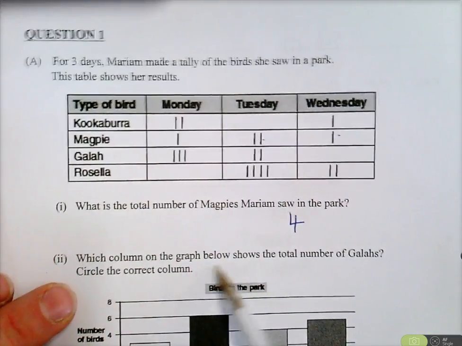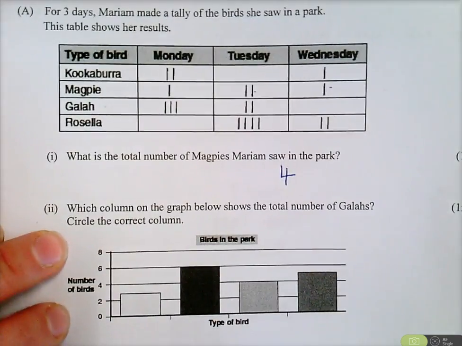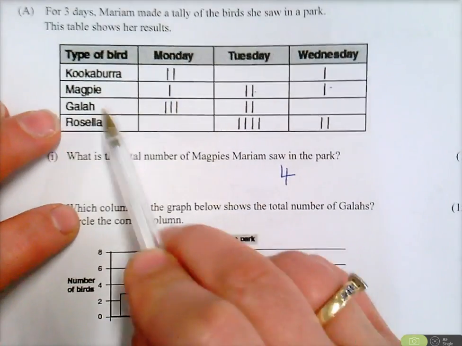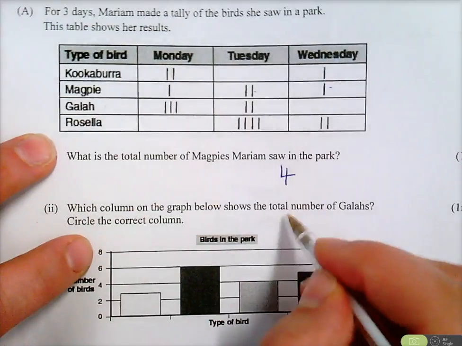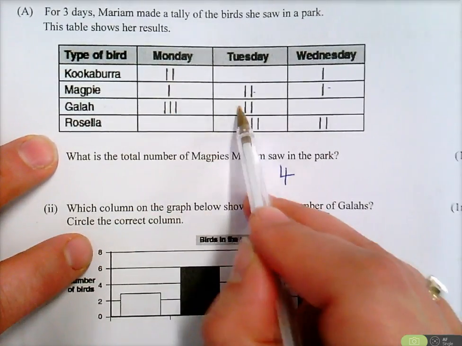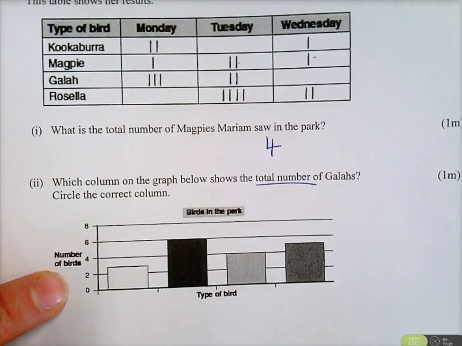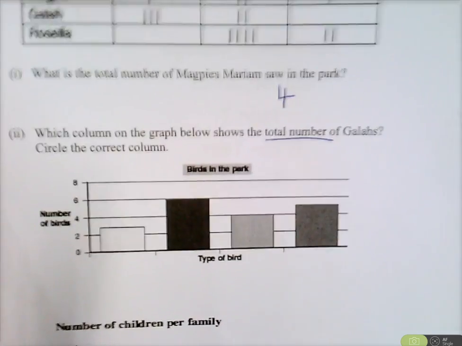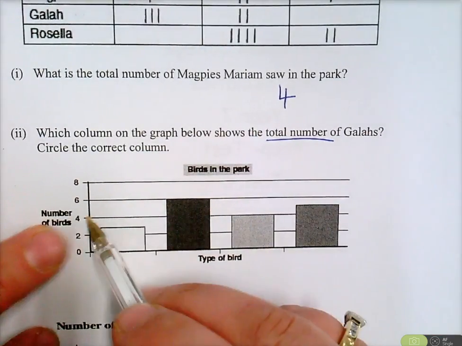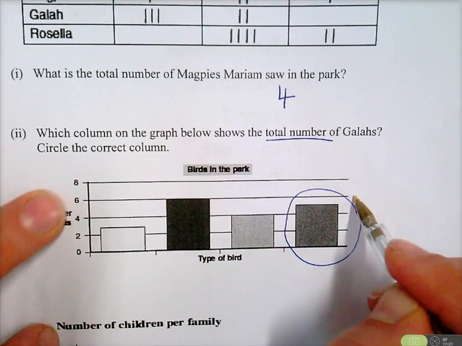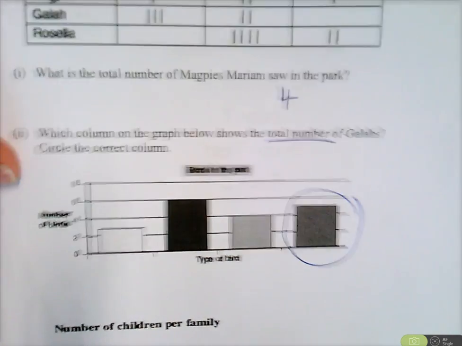Okay. Which column on the graph shows the total number of galahs? Let's look at how many galahs, this whole row. We want the total number. 1, 2, 3, 4, 5. We need the column that is 5 high. And the column that is 5 high is this one, because that's 4 and 6. So that is the number of galahs.